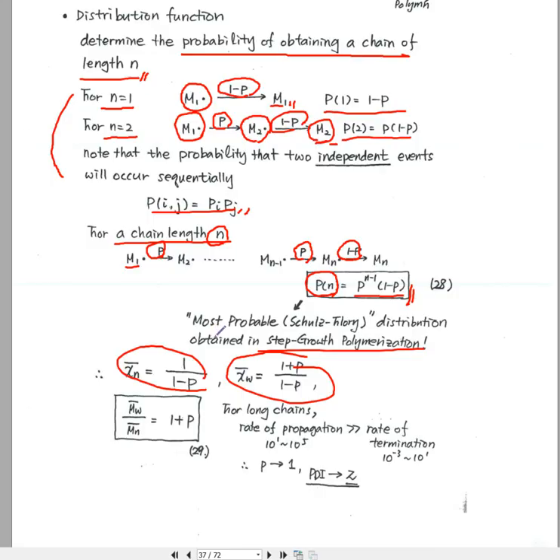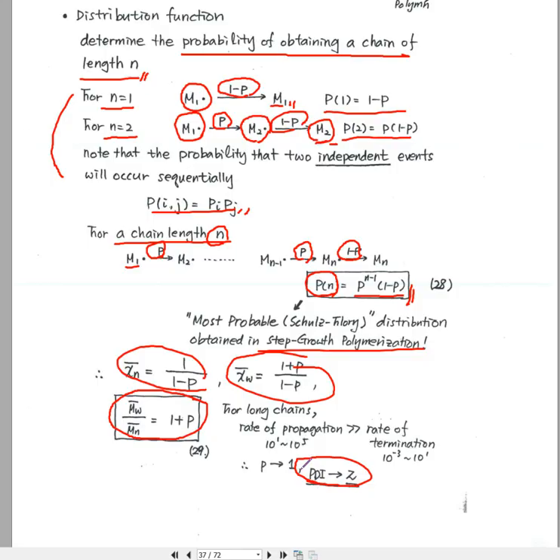So from this value we already know that PDI, polydispersity index, is 1 plus p, and if p approaches 1, this value basically approaches 2. Okay, very simple.